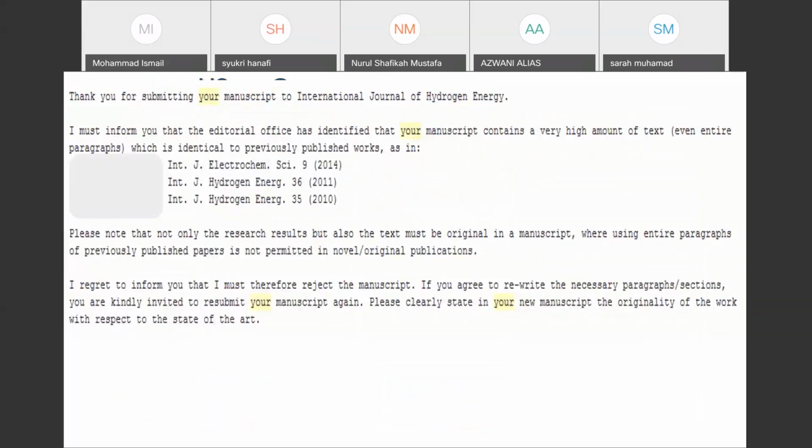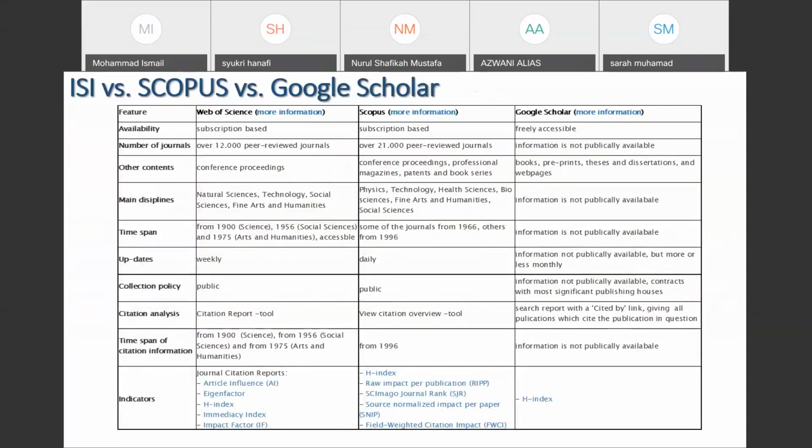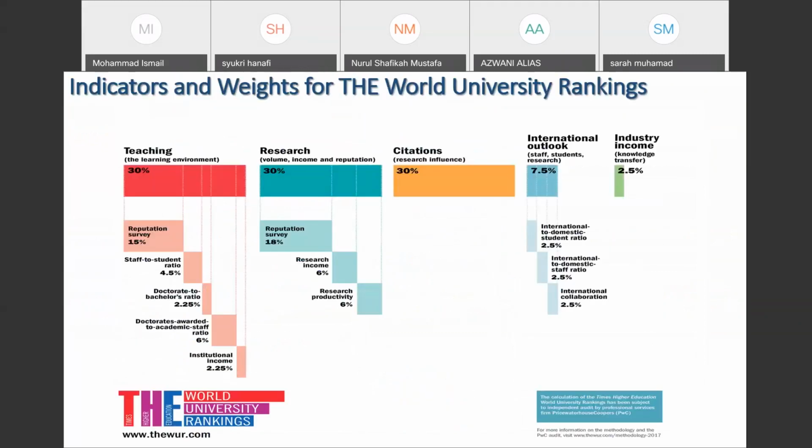Here is ISI versus Scopus. I would like to briefly show the difference between ISI, Scopus, and Google Scholar. This is not important.